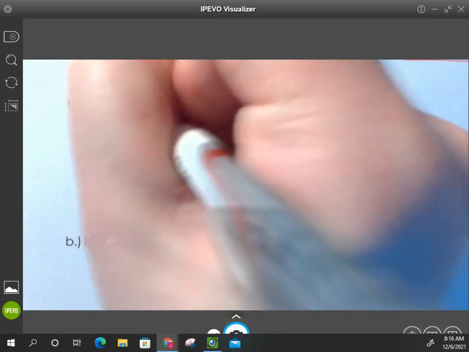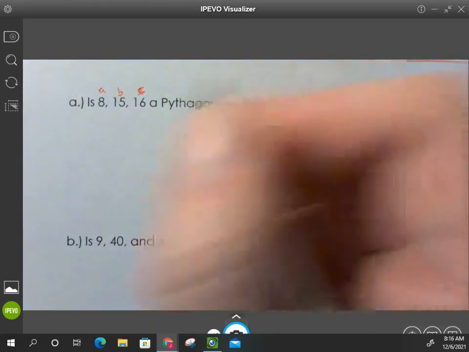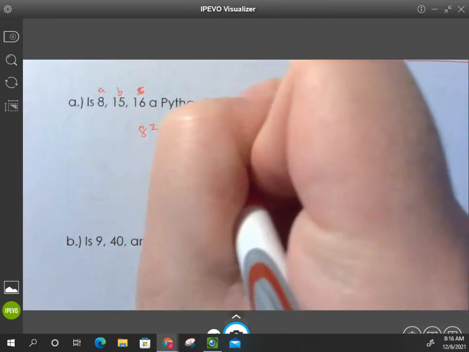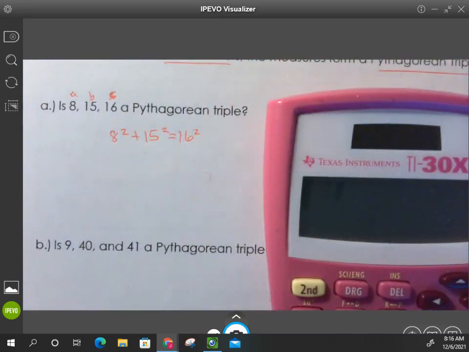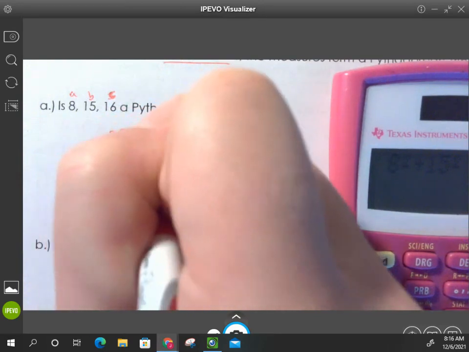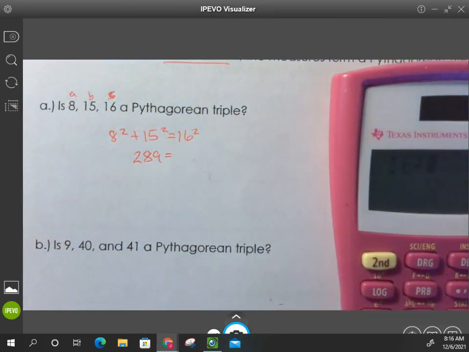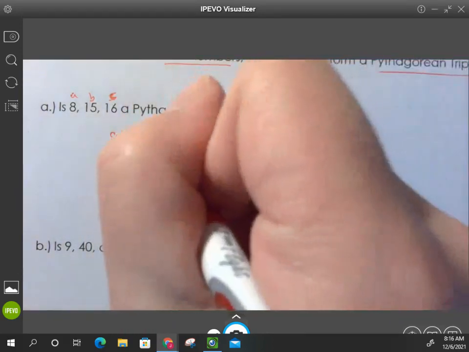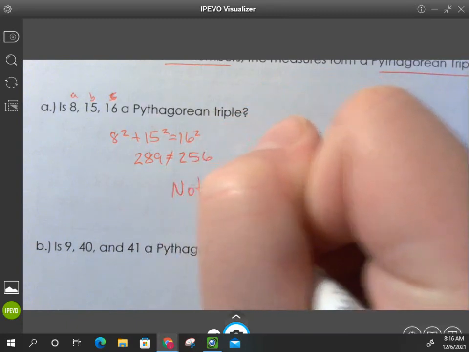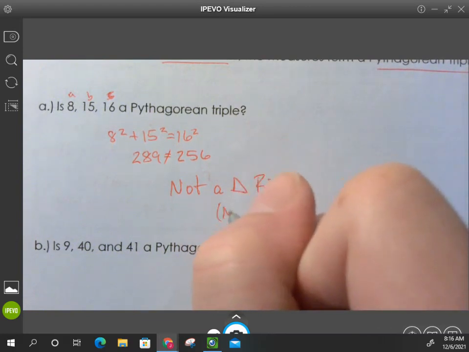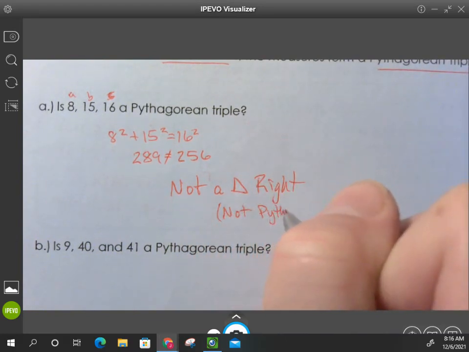All right, so we still have to look for the three numbers, A, B, and C, the longest side. So does A squared plus B squared equal C squared? I'm going to let my calculator do the work. 8 squared plus 15 squared. I got 289, and that doesn't equal 256. So this is not a right triangle. So if it's not a right triangle, guess what? Definitely not a Pythagorean triple.